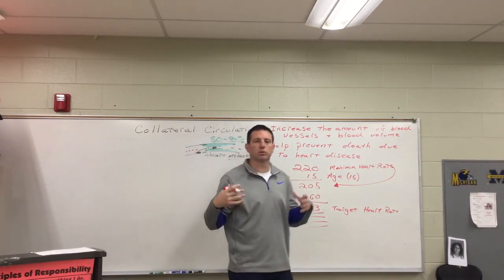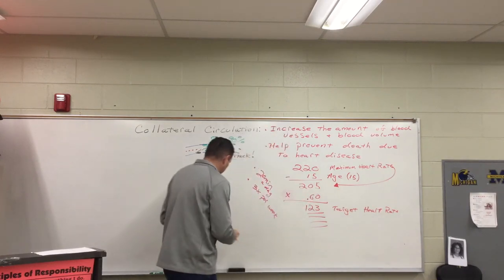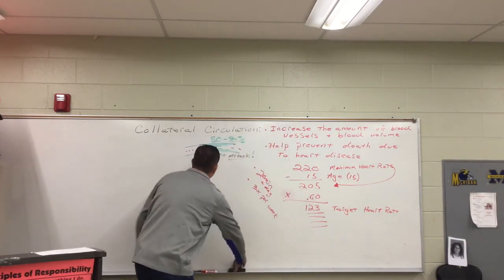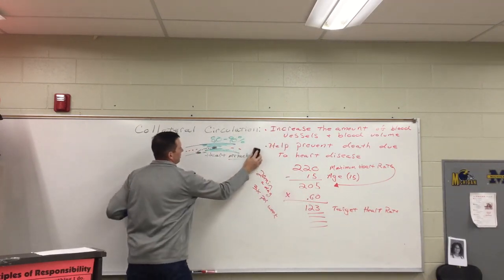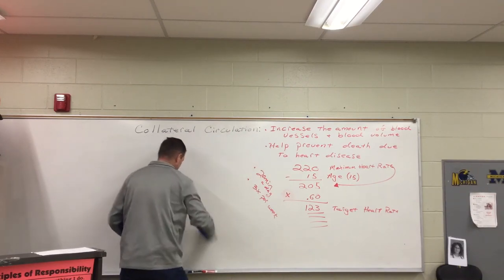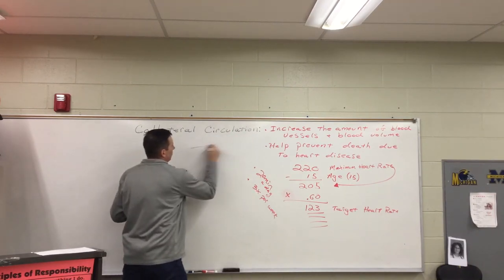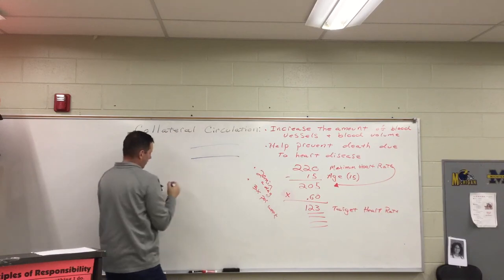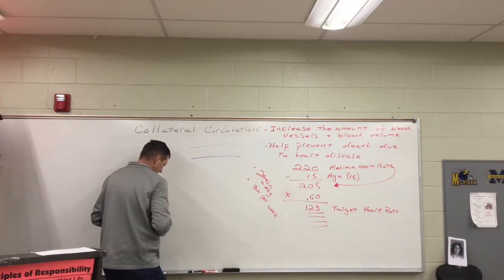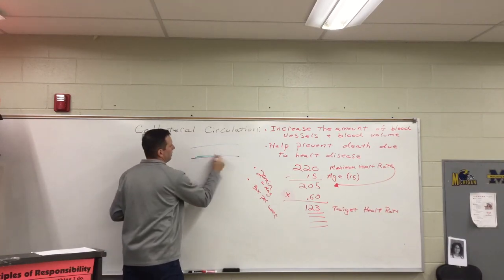Well, again, you guys, what's that, Mr. Coe? What's collateral circulation? It's this. Let me erase this heart attack here. Let's draw this one more time. All right, there's your blood vessel. Let's say you have a little bit of blockage.